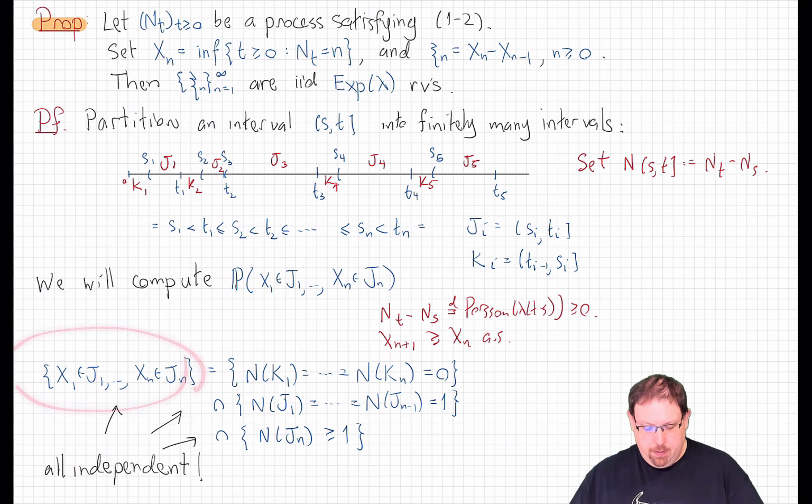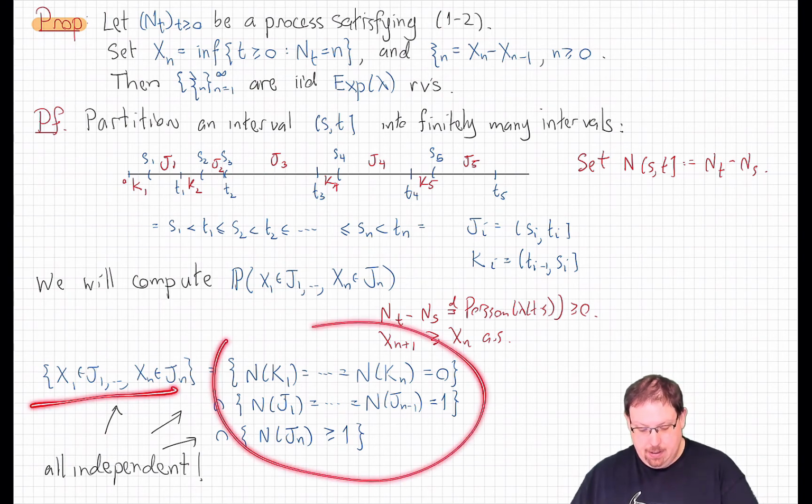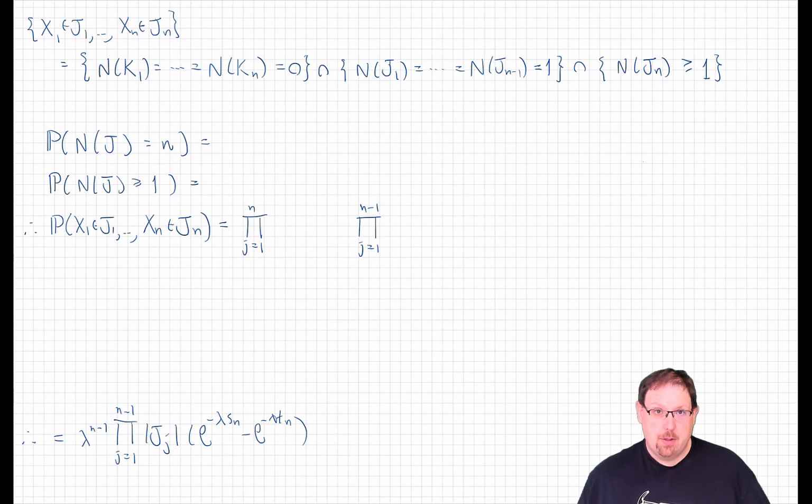This event is equivalently described by the intersection of these events here. And the key is that all 2n of these events are independent from each other, because they're all described in terms of disjoint increments. That's the way we've designed it. Well, that's great, because that means we can just write down explicitly what the probability of this event is in terms of the increments. Property 2 that we declared for this process is that the increment N of J is a Poisson distributed random variable with rate lambda times the Euclidean length of the interval J.